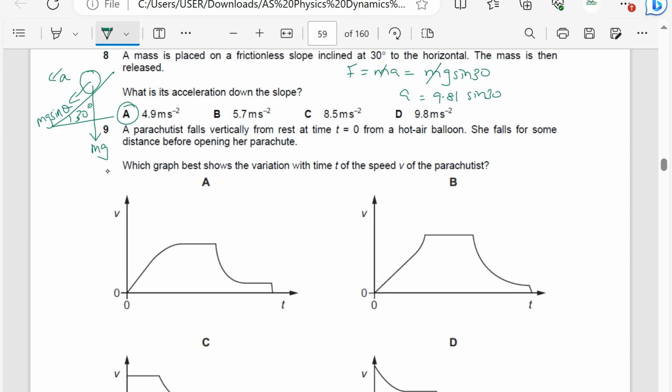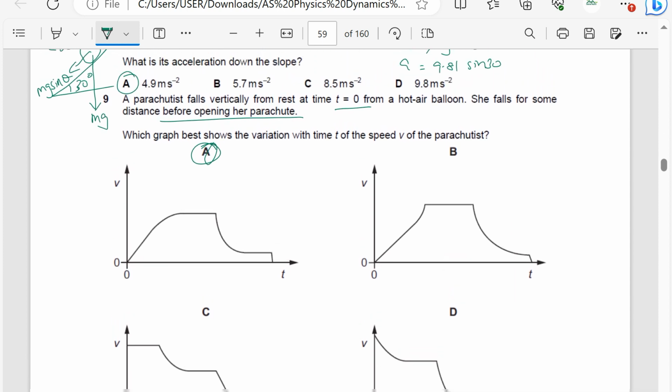A parachutist falls vertically from rest at time t equals 0 from a hot air balloon. She falls for some distance before opening the parachute. If we are used to this question, the answer is automatically going to be A. Why? She falls for some distance, so the speed increases. She's falling in air. The speed increases until it becomes constant. This one shows a constant speed, which now increases. So this is out.